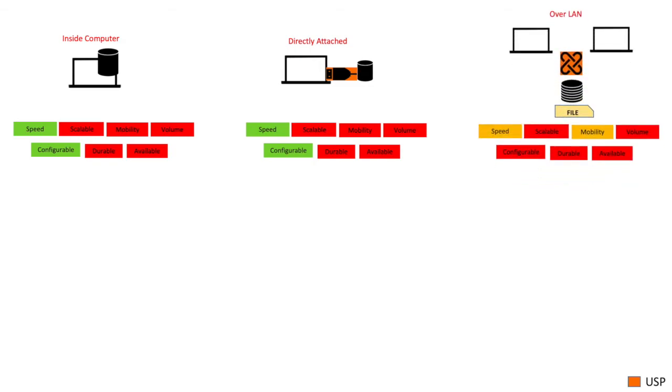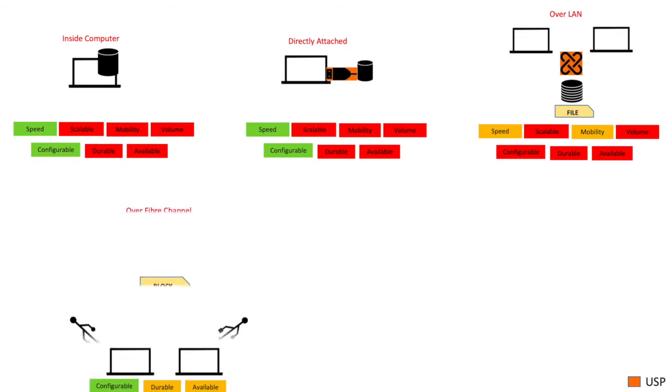The third is the important point. This is network attached storage, and this is file-based abstraction. Speed is going to be low because it is over a local area network, which has network traffic. Mobility is low because it is over a local area. Volume, scalable, configurable, durable, available, it is not. So the use case is totally different.